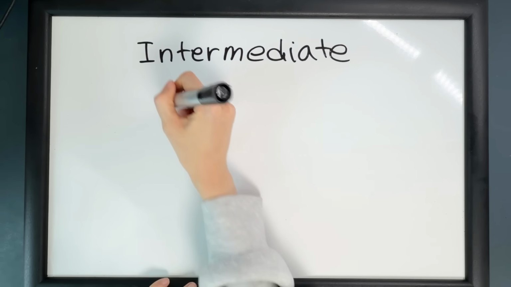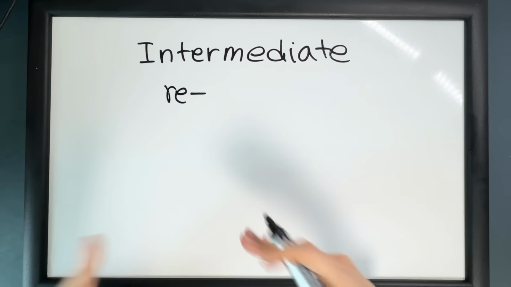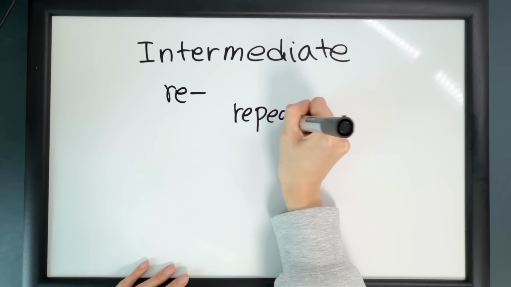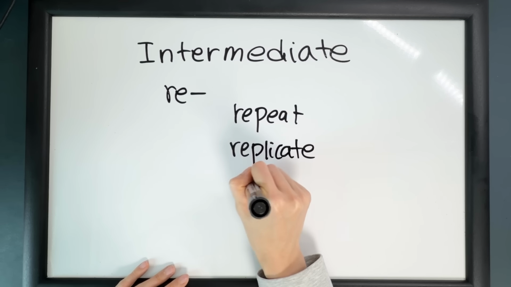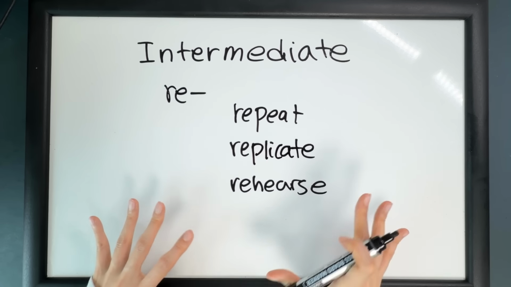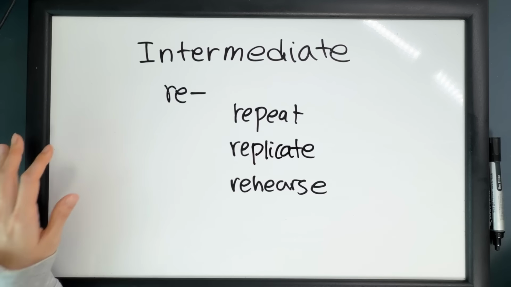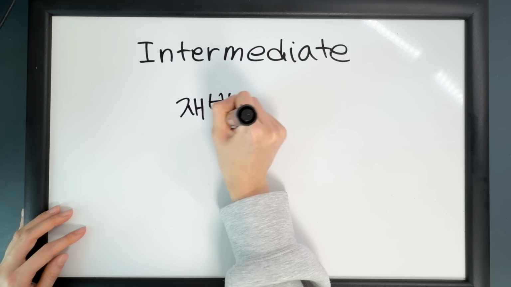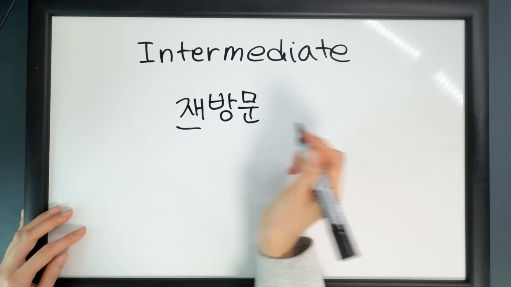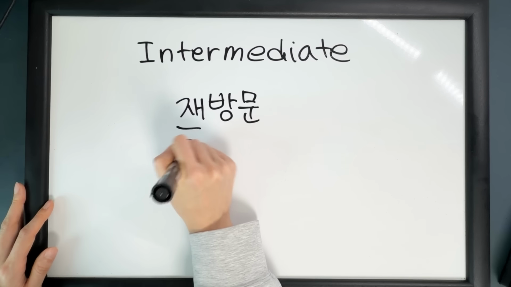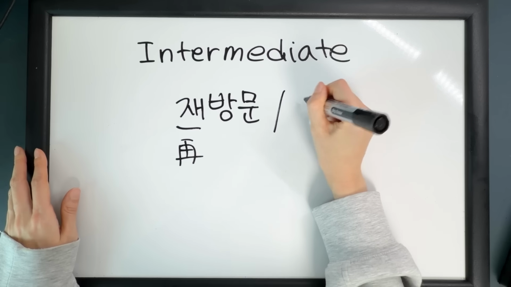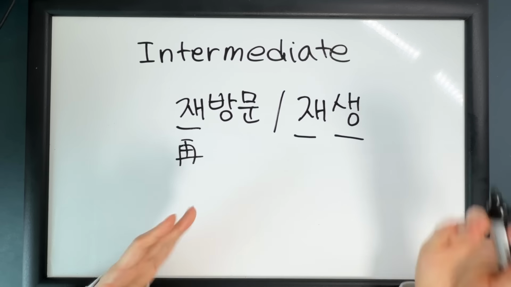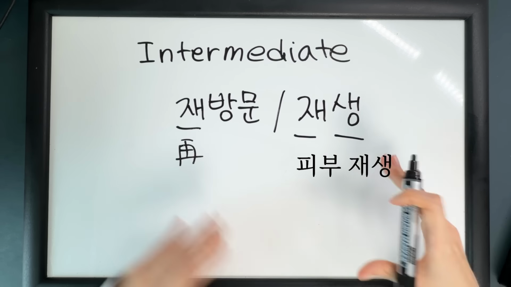So for example, the prefix re means again, right? So it helps you intuitively understand words like repeat, replicate, and rehearse. And in the same way, once you understand Hanja roots, it becomes much easier to learn words like 재방문, which means revisit. It comes from this Hanja, which means again, and also 재생, which means regeneration. So if you say 피부 재생, it means regeneration of skin.